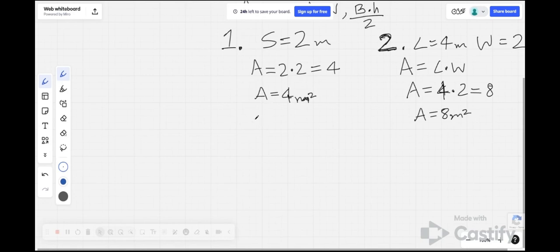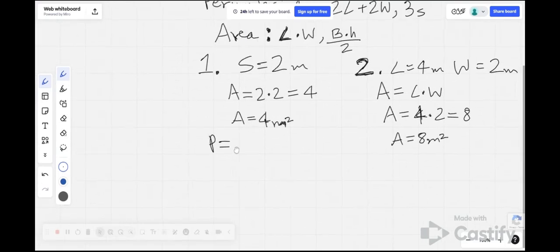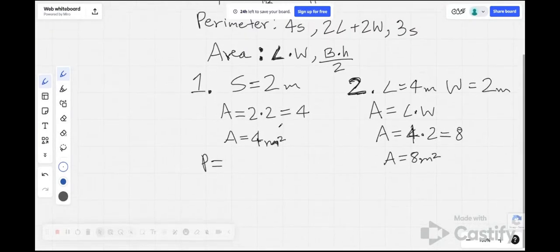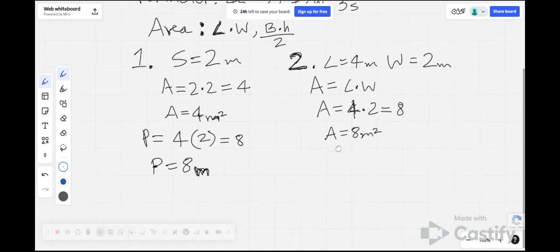Now, for the perimeter for these shapes, a perimeter, as you remember, is all the sides added up. So since the square has all equal sides, we just put the formula here for S. So what would that be? We plug in S with 2. So that would be 4 times 2, which would be 8. So the perimeter would be 8 meters. And you don't really square the unit for perimeter.